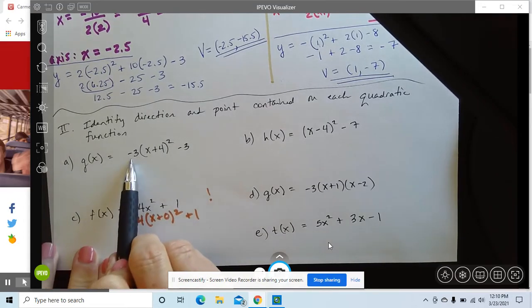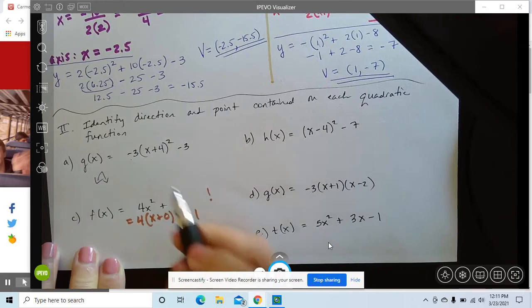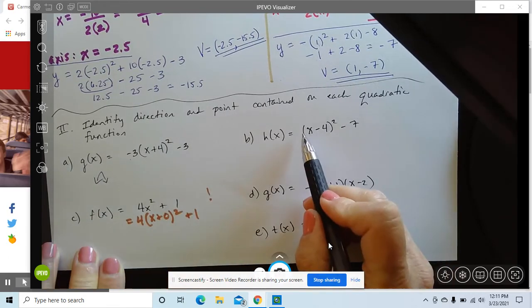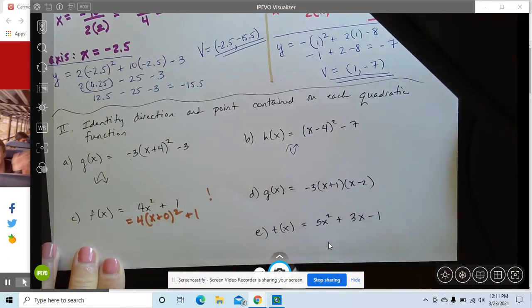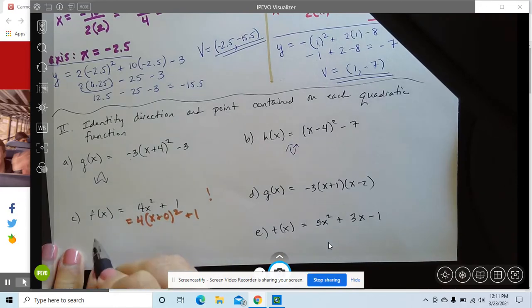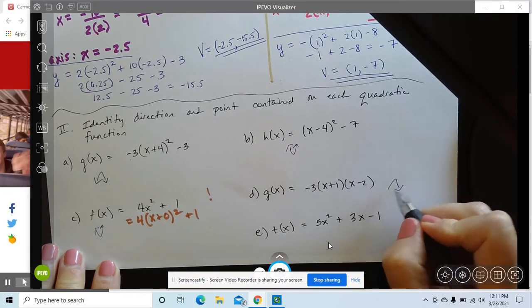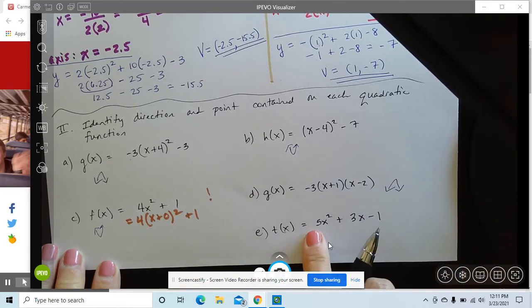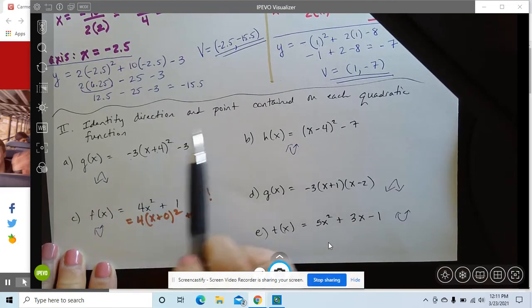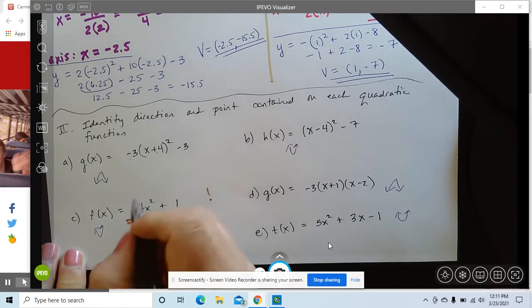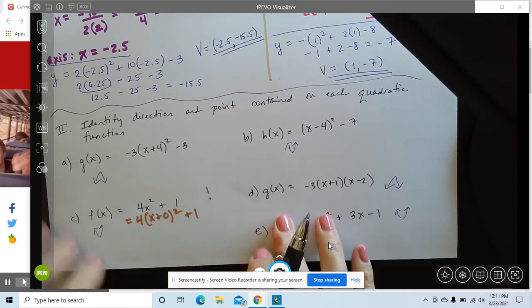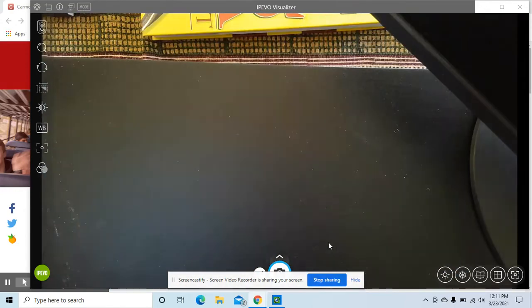Direction. There's a negative, opens down. No negative, opens up. No negative, opens up. Negative, opens down. No negative, opens up. Now for each form, when it's in vertex form, the other point that you'll know is the vertex. This is new, okay? I'm going to flip this over, hang in there.